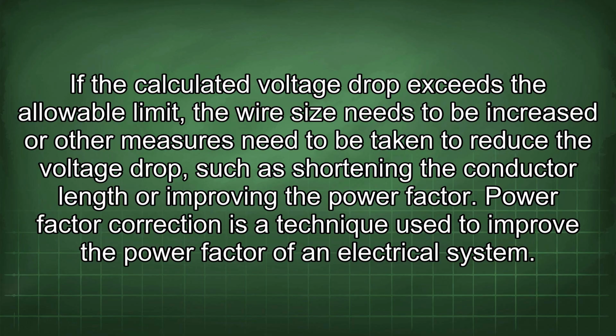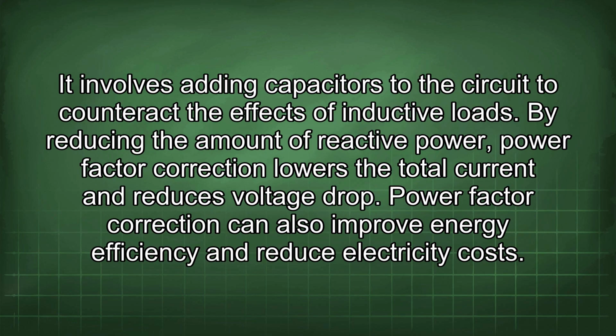If the calculated voltage drop exceeds the allowable limit, the wire size needs to be increased or other measures need to be taken to reduce the voltage drop, such as shortening the conductor length or improving the power factor. Power factor correction is a technique used to improve the power factor of an electrical system. It involves adding capacitors to the circuit to counteract the effects of inductive loads. By reducing the amount of reactive power, power factor correction lowers the total current and reduces voltage drop.